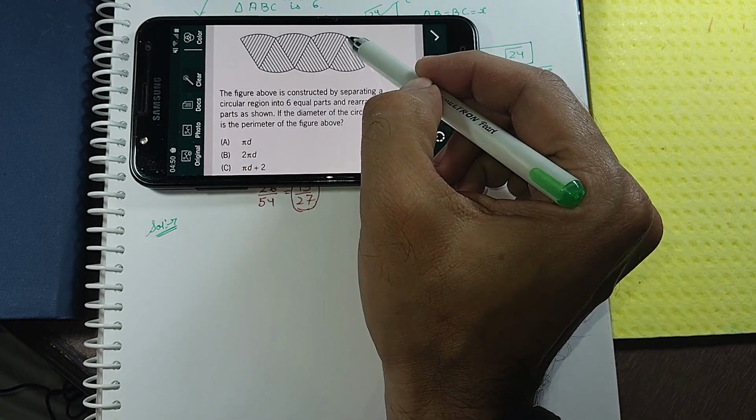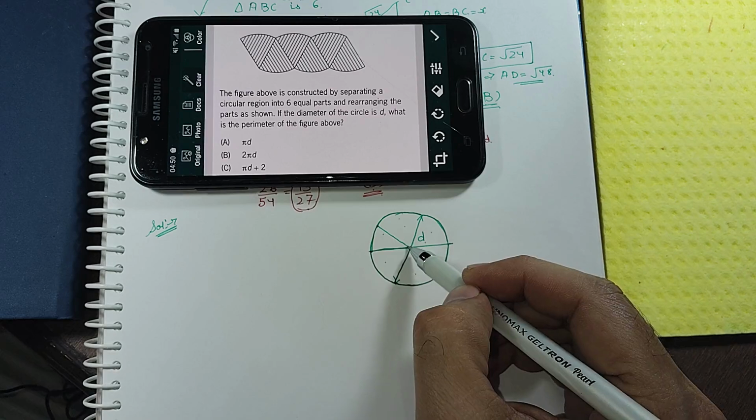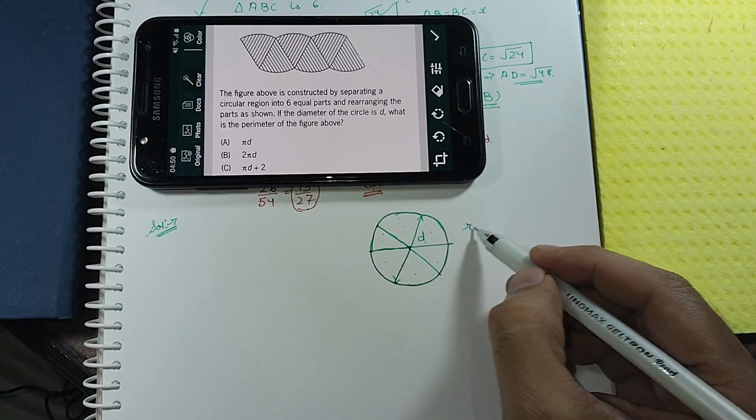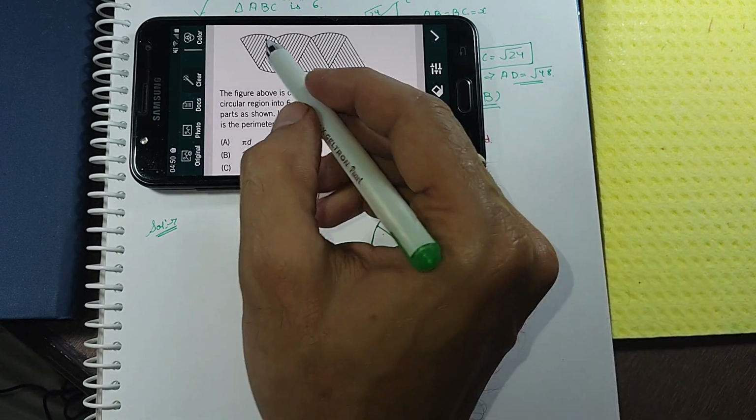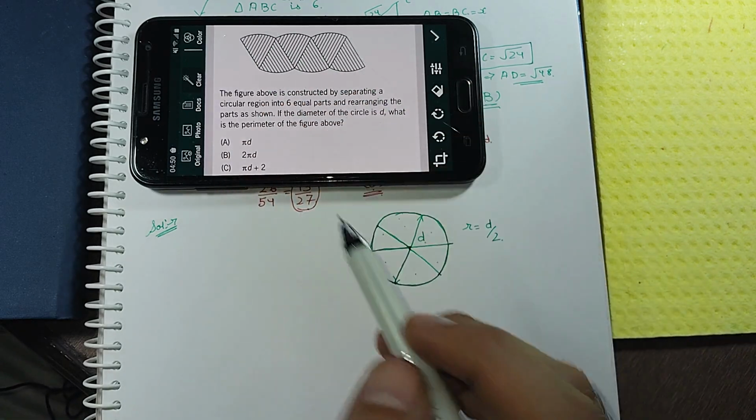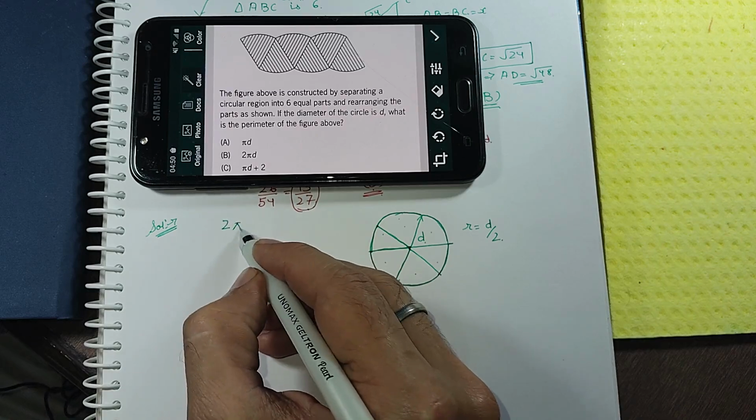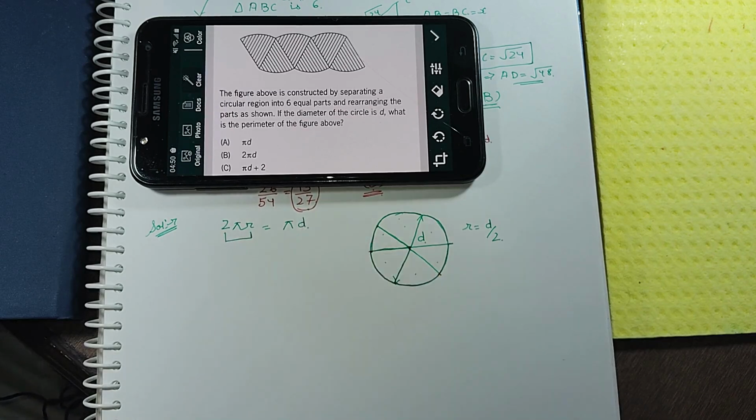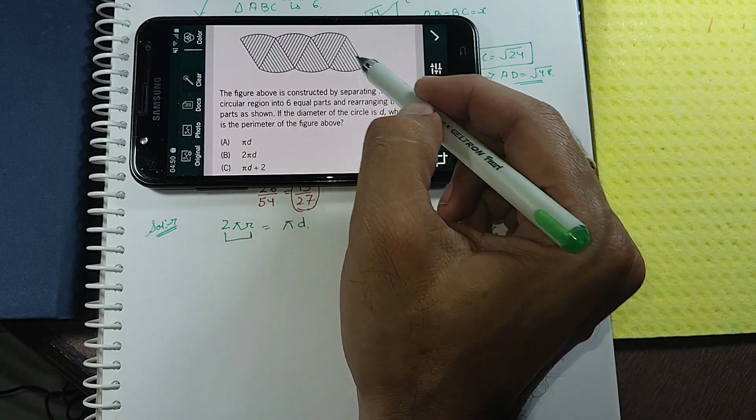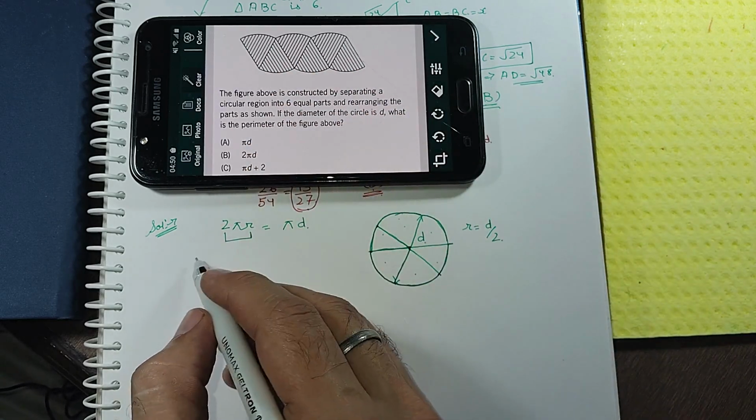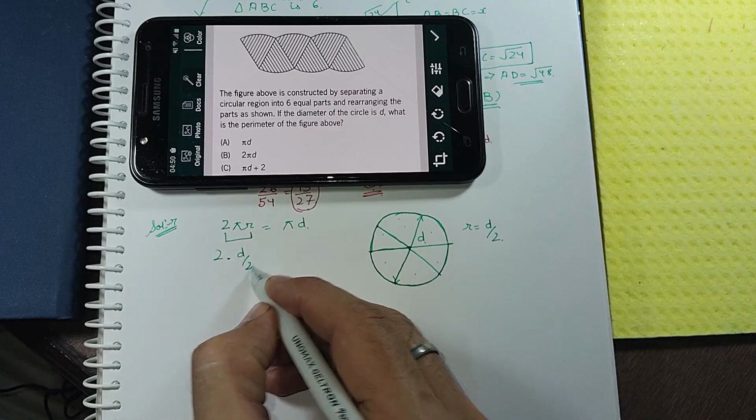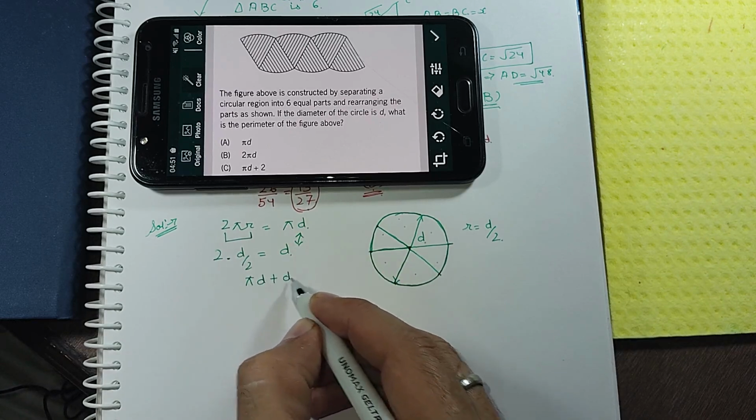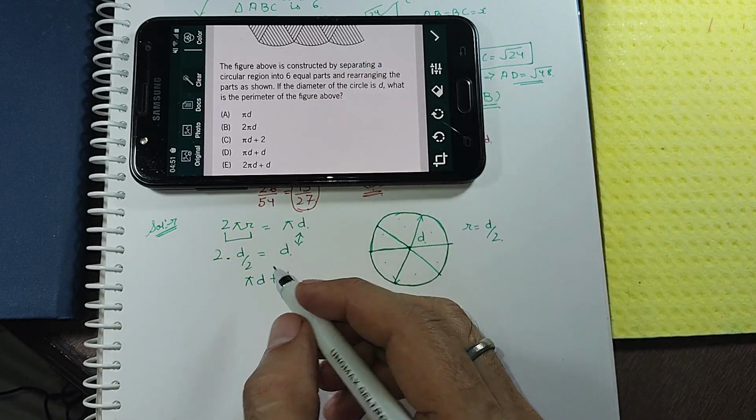Plus these two lengths which refer to this length, which will be equal to the radius, radius will be equal to d by 2, right? Now this part refers to circumference, which will be equal to 2 pi r, but in terms of d, 2r is d, so this is pi d, right? Now these are two radii attached, so this will be one diameter or 2 times d by 2, so this will be d. So the total perimeter will be equal to pi d plus d. So the right option will be option D.